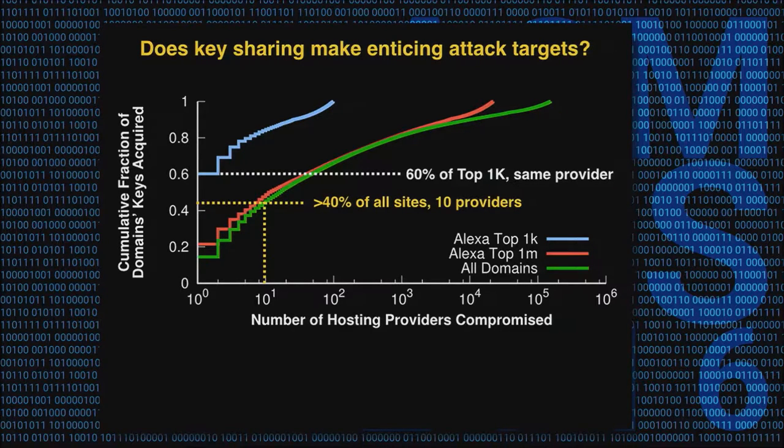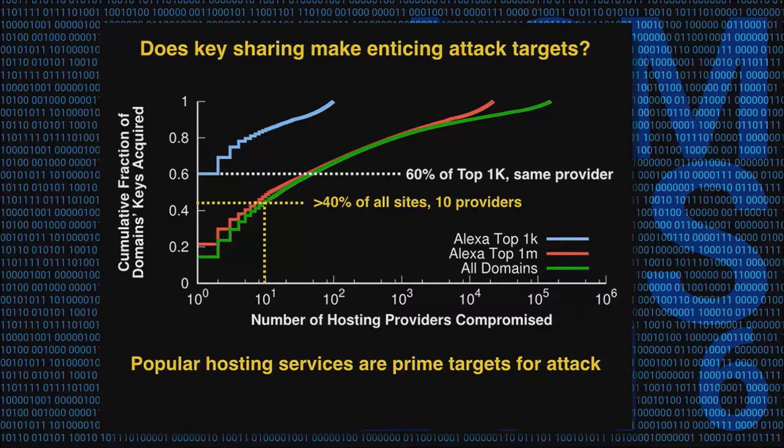So the other thing to notice here is just how quickly these lines taper off. After compromising just a few hosting providers, each additional hosting provider is only adding a few more unique keys for the attacker. So the majority of keys really are concentrated in the first few providers. And ultimately, what this means is that they become really prime targets for attack.